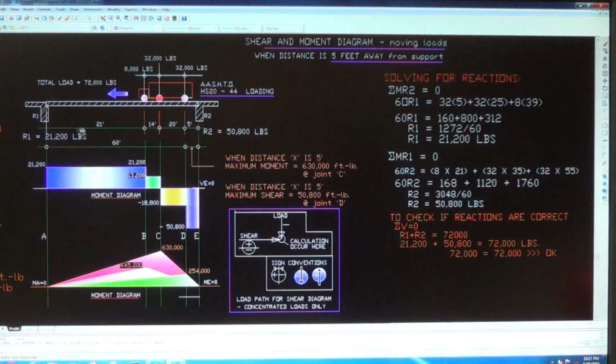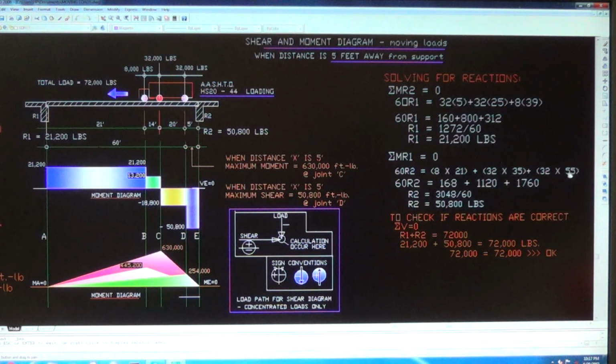8,000 times, the lever arm is 21, so right here 8 times 21. The next load is 32,000, and the lever arm is 21 plus 14, that's 35, so 32 times 35 is right here. The third load is 32,000 coming down, and the lever arm to R1 is 20 plus 14 plus 21, that is 55, so 32 times 55.